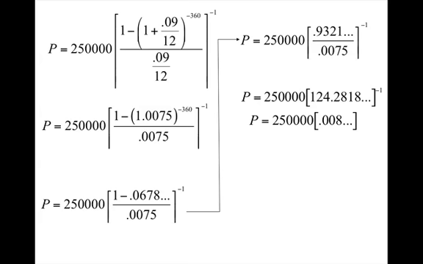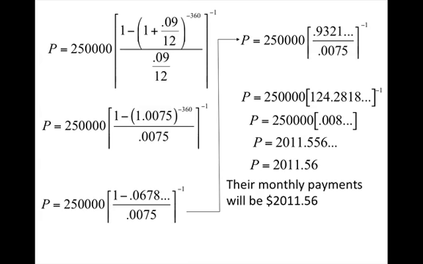Leave that in your calculator and multiply by 250,000, and you got 2011.556. Now since this is money, round it to 2 decimal places, so we got $2,011.56. So the couple's monthly payments would be $2,011.56.